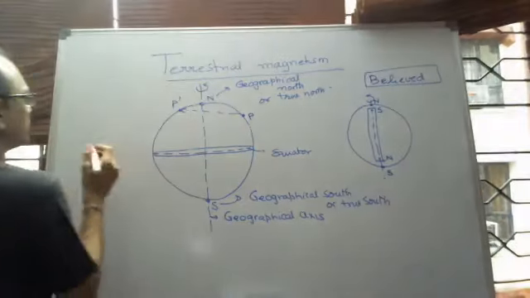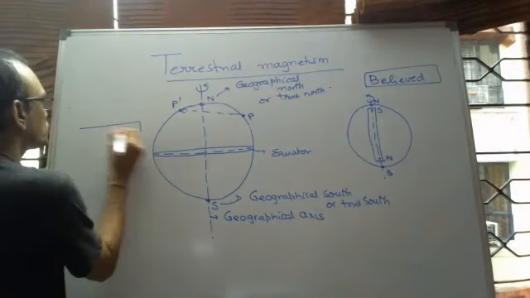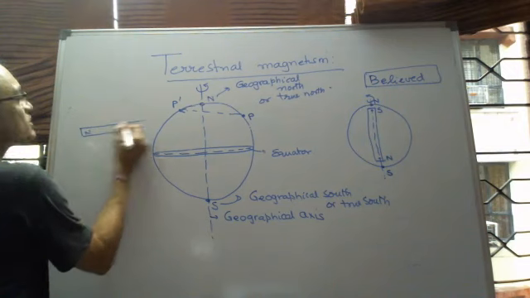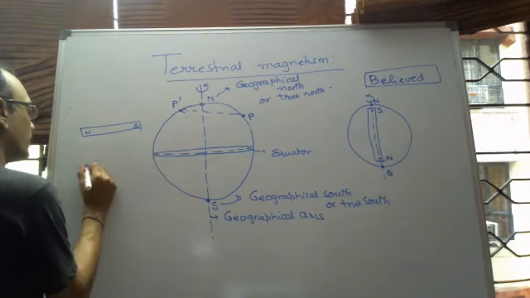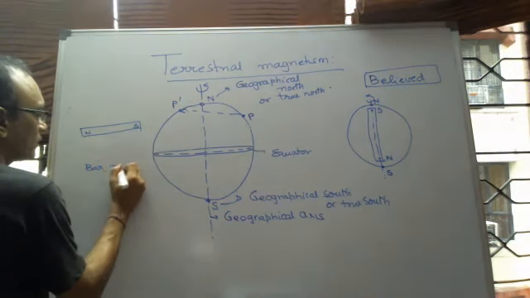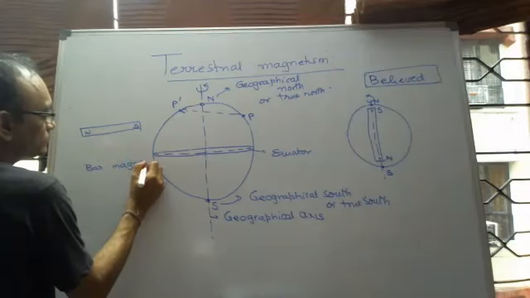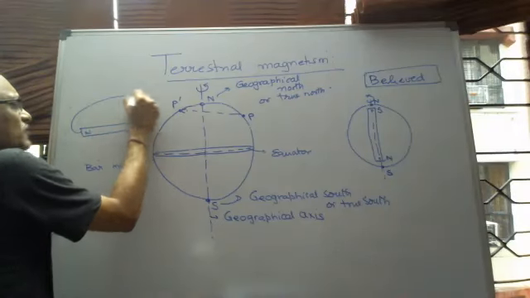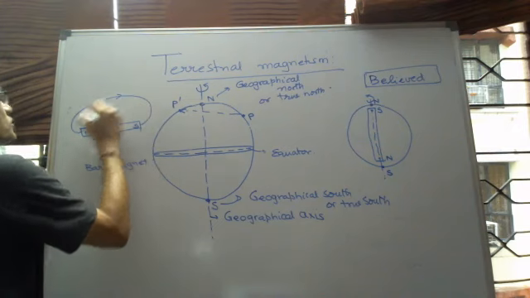Now, in a bar magnet, just to be on the same page, let's say this is the north pole and this is the south pole. Then magnetic field lines, magnetic lines of force, go from the north to the south.